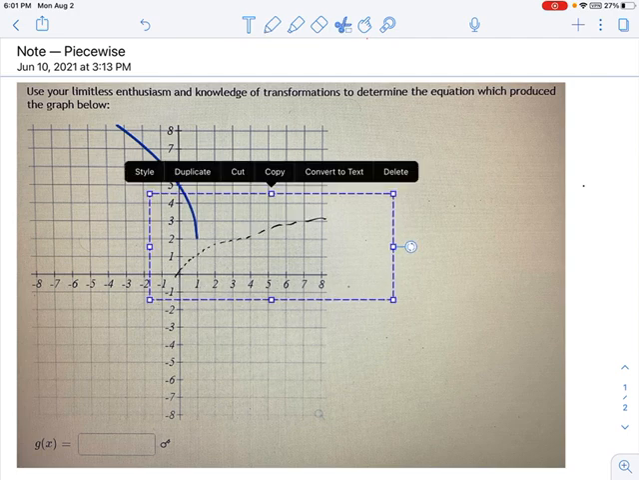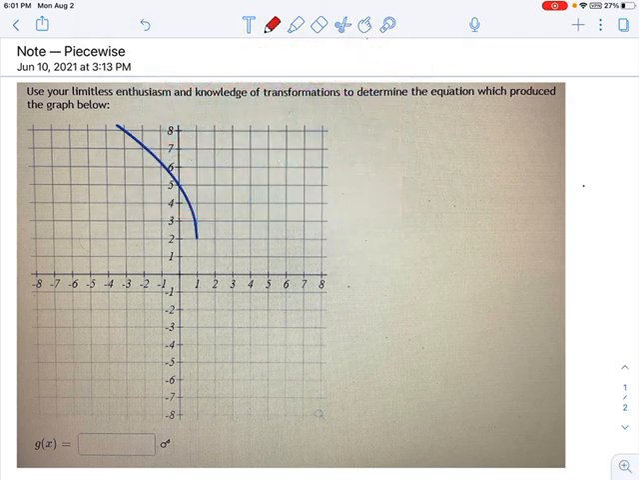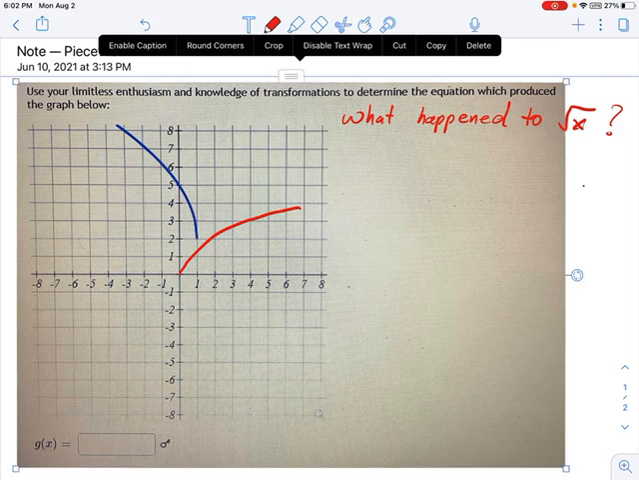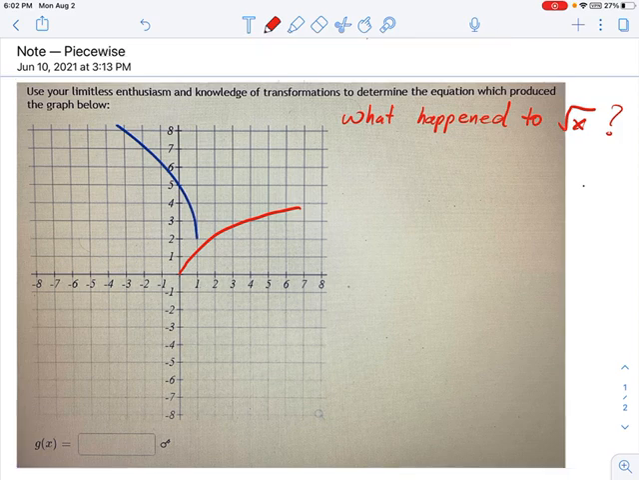So here's the question that we're asking in math words. What happened to turn our nice regular square root of x into this mess? So let's talk about what happened, and then we can turn those words into the equation that we're looking for. And this shouldn't take too long. If this is my square root function, I can see that it got flipped around the y-axis here. That is a horizontal reflection across the y-axis. So we know that we've got a horizontal reflection.